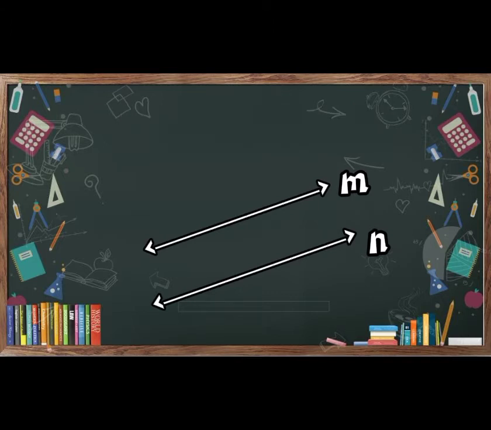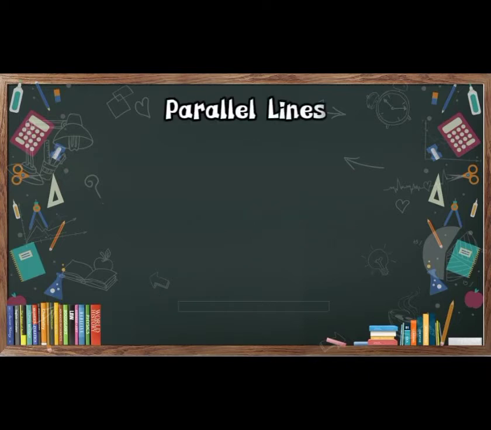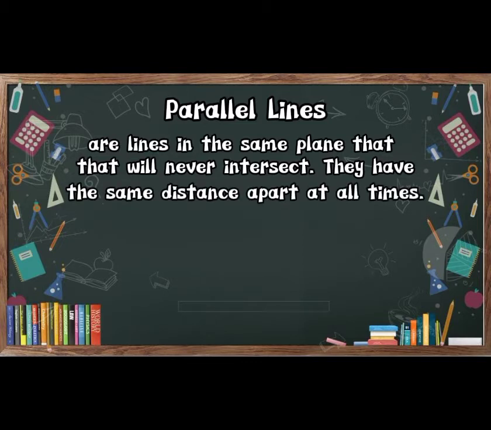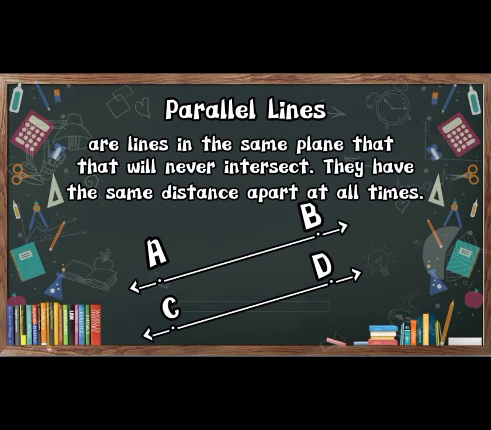Do you think line M and line N intersect with each other if they extend in both directions? If your answer is no, you are correct. These lines are called parallel lines. Parallel lines are lines in the same plane that will never intersect. They have the same distance apart at all times. Distance from point A to point C must be the same as the distance from point B to point D.